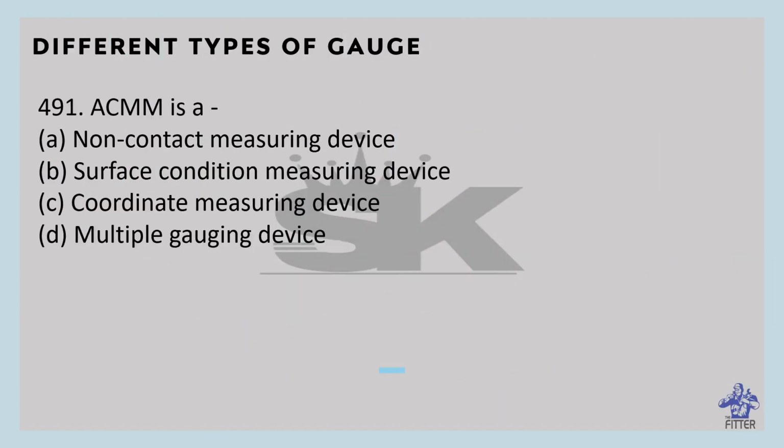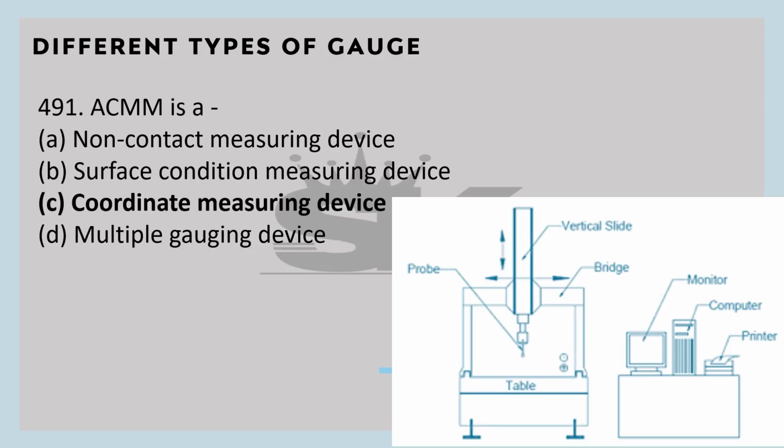A CMM is a coordinate measuring device. You can see here in the image. It is a piece of equipment that measures the geometry of a physical object. A CMM uses a probing system to detect discrete points on the surface of the object. There are four main types of coordinate measuring machine. They are bridge, cantilever, gantry, and horizontal arm. You can see in the image.